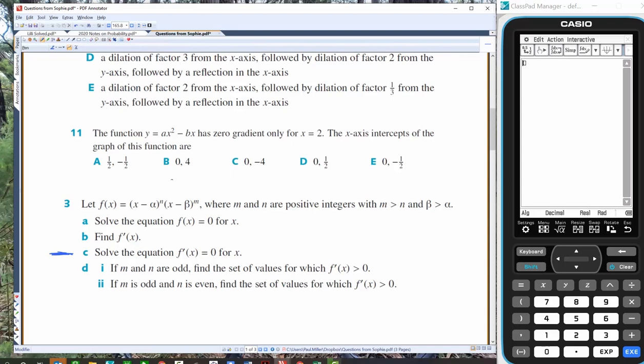All right, so what I had to do was solve the derivative first of all.